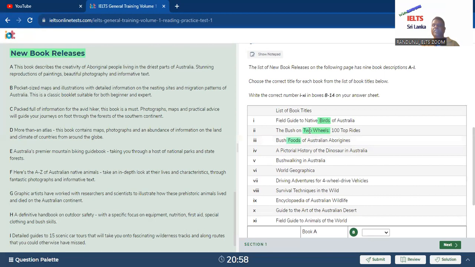The ones that I'm highlighting here are the keywords, right? A Pictorial History of Dinosaurs in Australia. Australian dinosaurs. So this talks about dinosaurs. Dinosaur, right? Next one, Bushwalking in Australia.